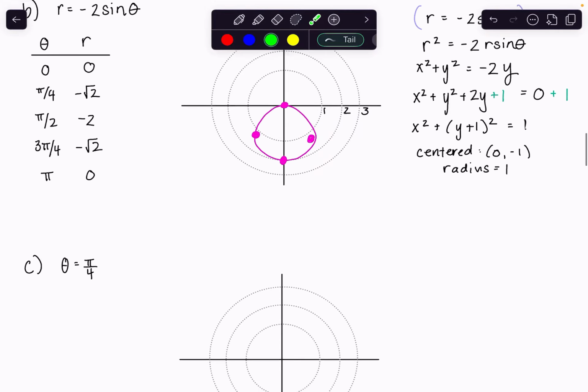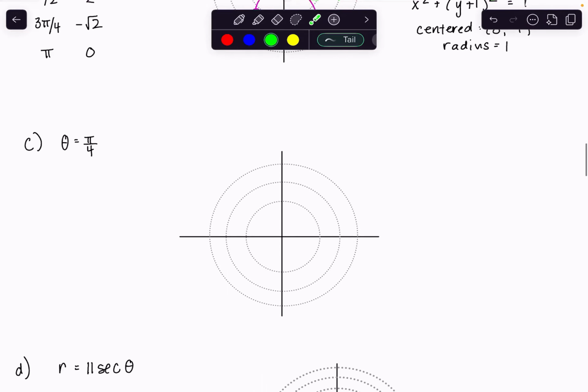For this next one, instead of having anything dealing with r, we just have theta equals pi over 4. So your angle is fixed in this case, but your r can be whatever it wants. So I'm going to go ahead and give these some numbers. If I pick my r to be 0, we would just go through the pole. If I pick my r to be 1, that would give us a 45-degree angle. So this would be 1, pi over 4. If I pick my r to be 2, we'd land right here, and 3, we'd land right here.